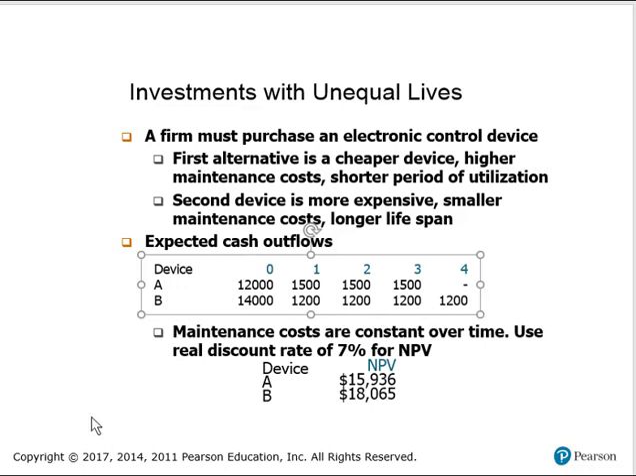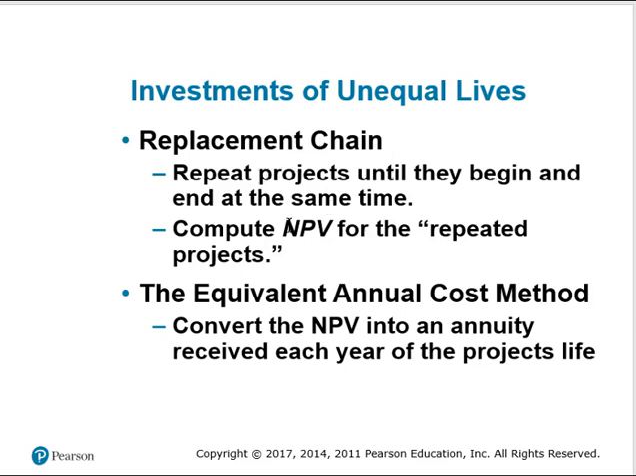So how can we put these on an equal playing field? We want to use net present value, but Project B is going to be biased towards that project because it has more cash flows to add into the program. So there are typically two techniques we can use. One is called the replacement chain. We're going to repeat these projects until the sum of the chain, if you will, begins and ends at the same date. Then we'll compute the net present value for all of the repeated projects.